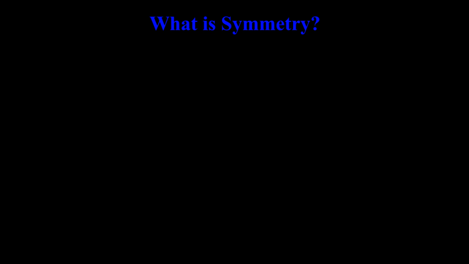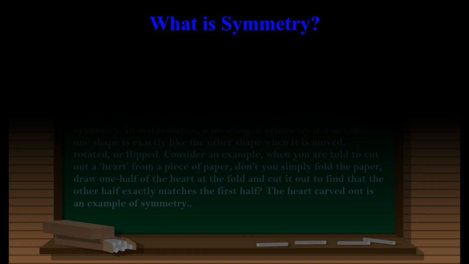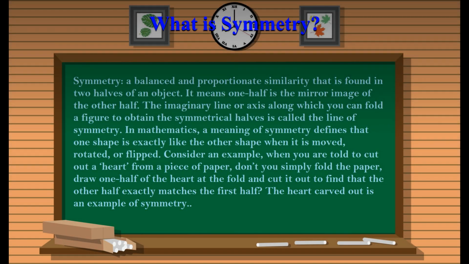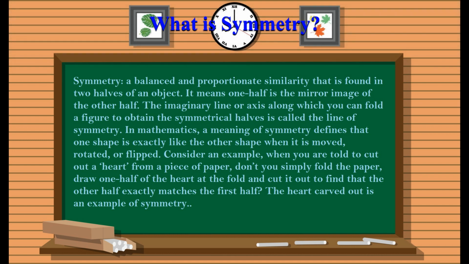What is symmetry? In geometry, symmetry is defined as a balanced and proportionate similarity that is found in two halves of an object. It means one half is the mirror image of the other half. The imaginary line or axis along which you can fold a figure to obtain the symmetrical halves is called the line of symmetry.